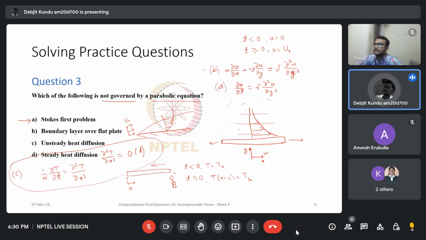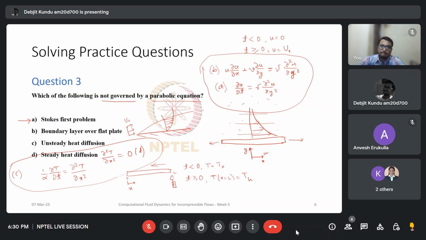Which one among them is not parabolic? Is it, I think, equation B? Yes, correct. Equation D is not parabolic. Which kind of equation is it? It's elliptic, right? Yes. So option D would be the correct answer.